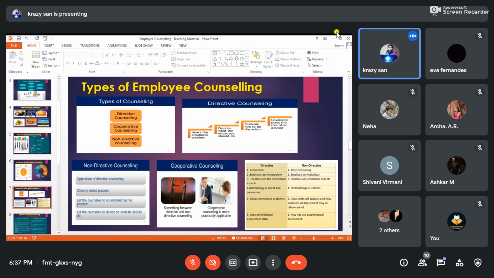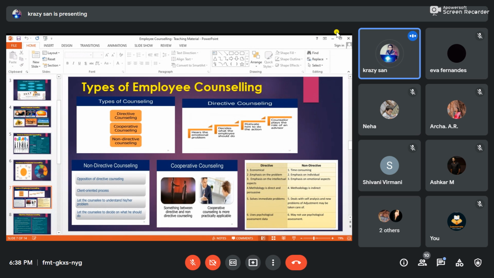Suppose a team leader, who might have 20 team members, finds out that some of them are struggling. You have to figure it out. If it is possible, instead of hiring an expert or anything, the team leader can also play the role of counselor to them and help them overcome those issues and those problems.